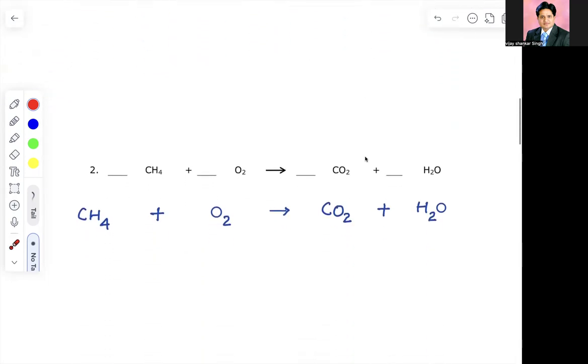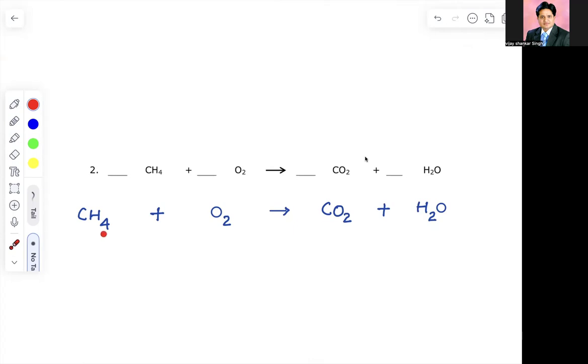Let us look at the second question. In the second question, you have methane, CH4, reacting with oxygen, that's burning of methane, to give you carbon dioxide and water. So let's try to balance this one. You have 1 atom of carbon on the reactant side and 1 atom of carbon on the product side. So my carbon is balanced.